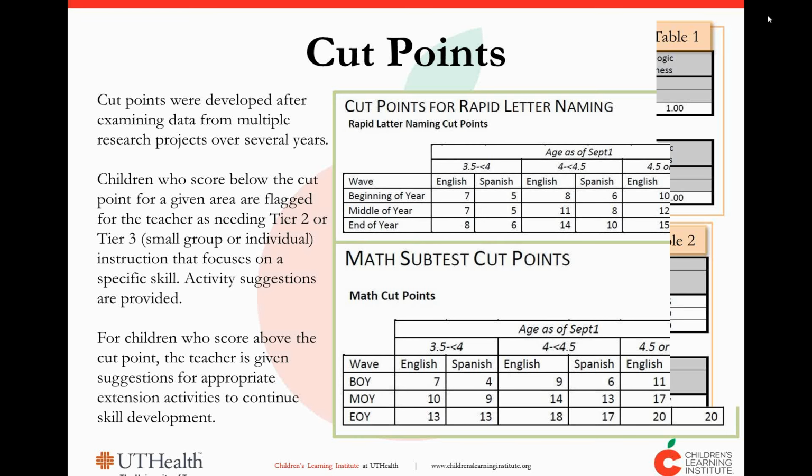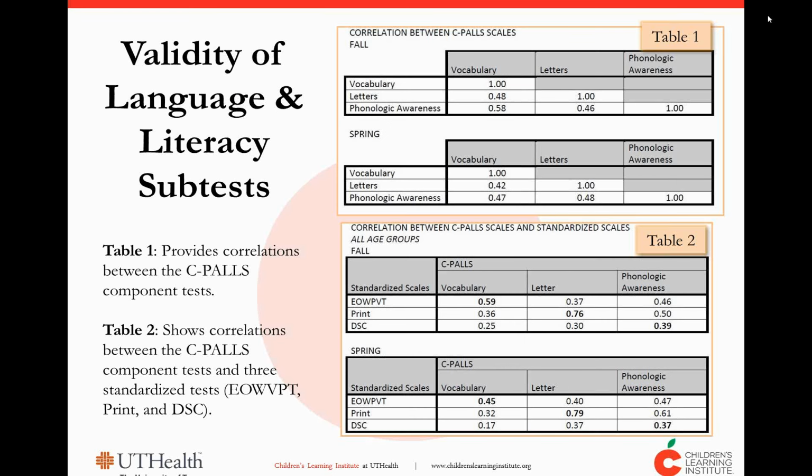We also have looked, as you can see here, at norm reference information compared to CPALs subtests, the vocabulary validity. We've looked at print knowledge and letter knowledge from the TOEFL, and the Developing Skills Checklist has helped us out also in looking at correlations with these different subtests that are part of CPALs in relation to these norm reference tests.